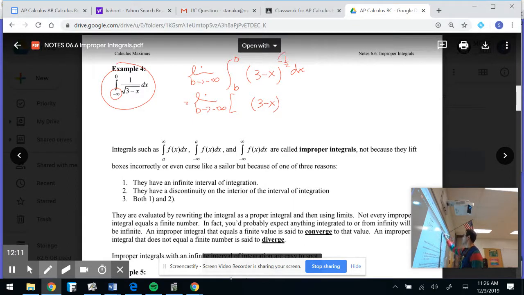But this would be a power rule, so let's add 1 to the exponent. I get a 1/2. Dividing by 1/2 would be a 2, so that's how I get the 2. How do I get the negative there? Well, if u was 3 minus x, like I said earlier, my du would be negative 1, so I have to correct that.